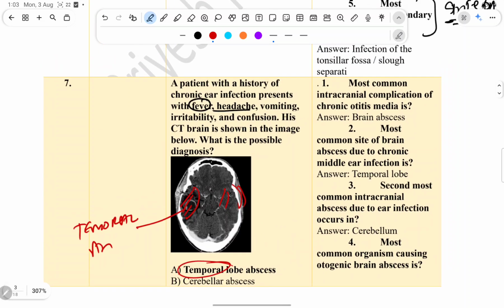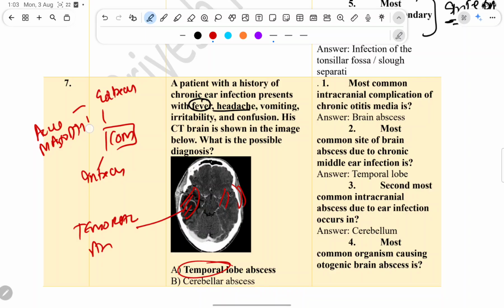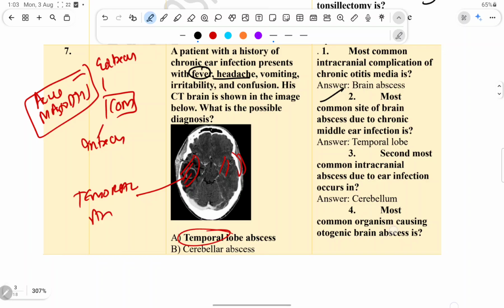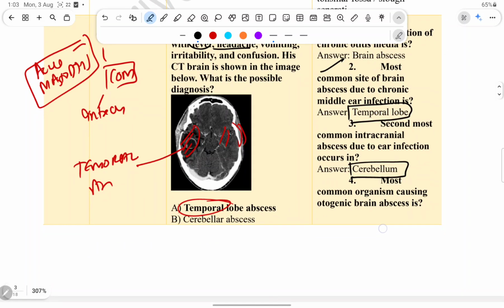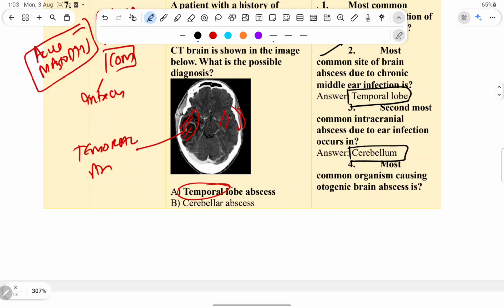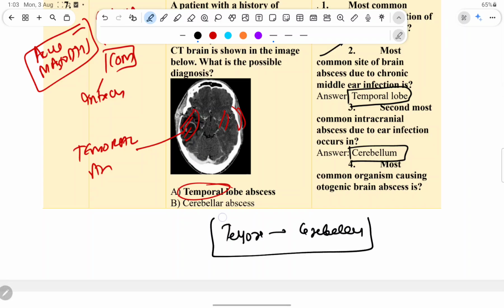Okay, the most common intracranial complication of COM is the brain abscess. The most common extracranial complication is acute mastoiditis. The most common site for brain abscess is the temporal lobe. The second most common is the cerebellum. So first is temporal, followed by cerebellum. This is the intracranial complication.